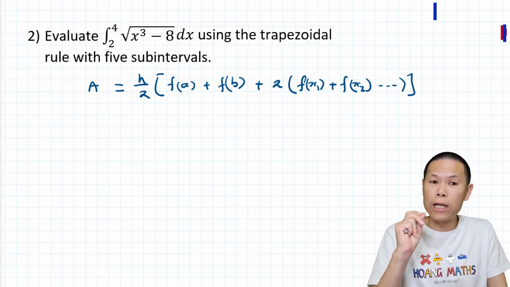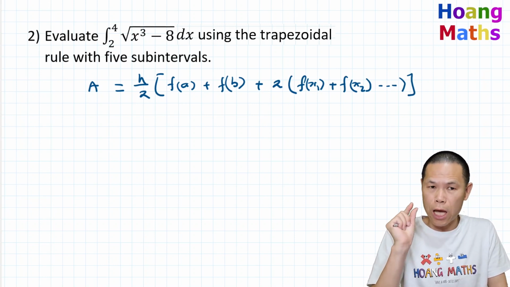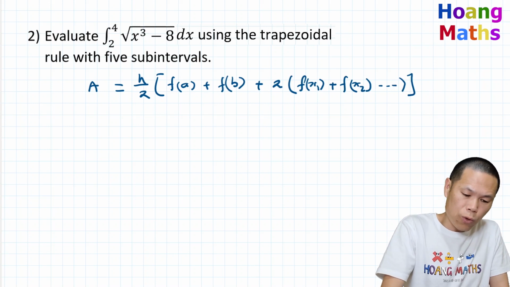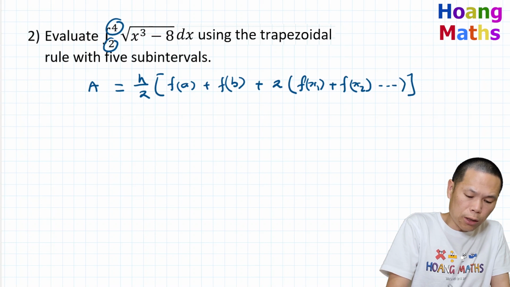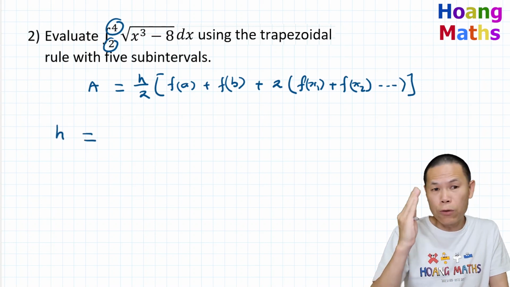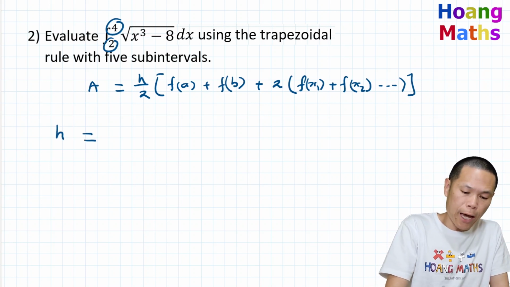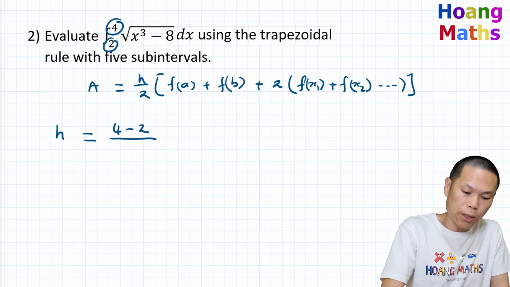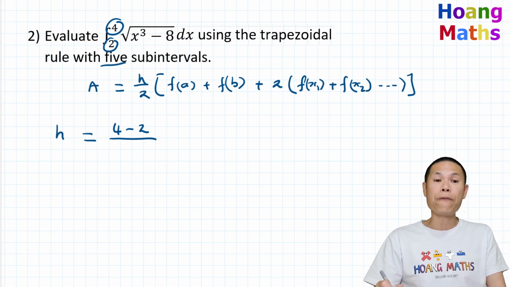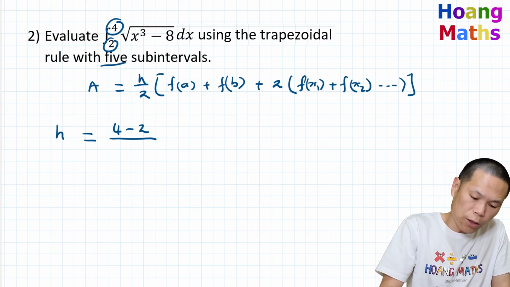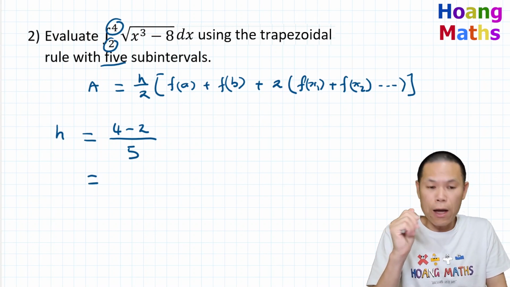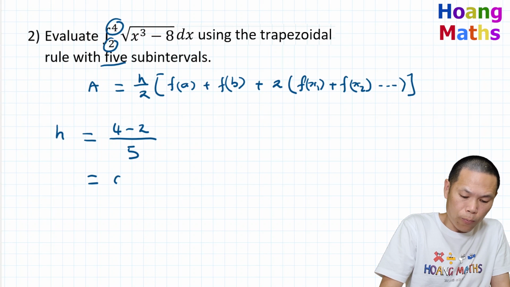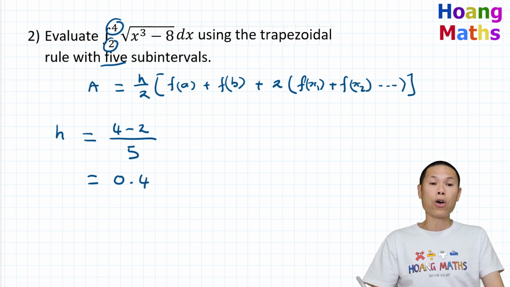First of all, I need to work out the height, the width of the strip, if you like. We know that a is 2, b is 4. So let me write h equals. From 2 to 4 is 2 units, otherwise you just go 4 minus 2, and then we divide by how many strips we have: 5 sub-intervals. So 2 over 5 is 0.4. Otherwise, just put that on a calculator.